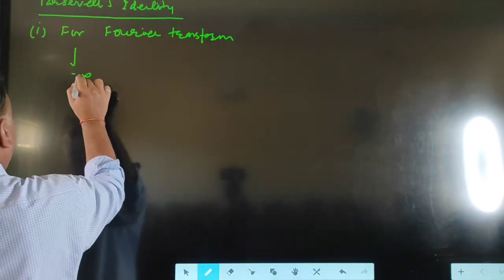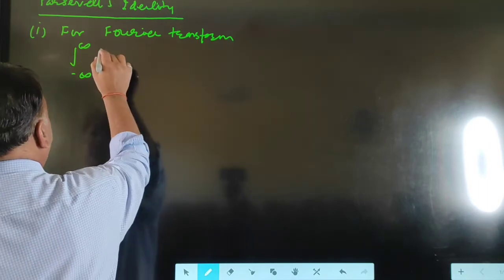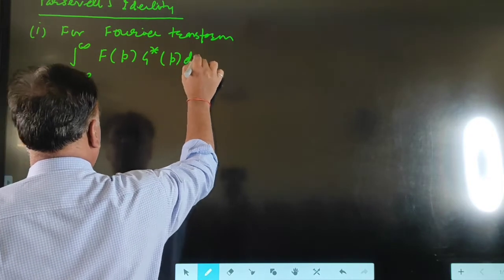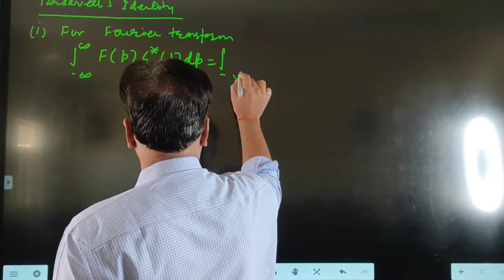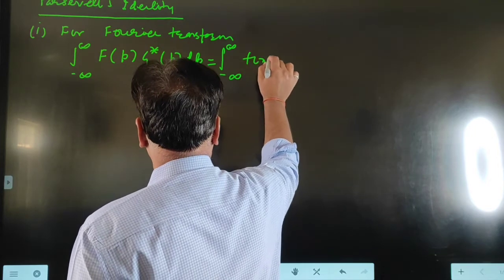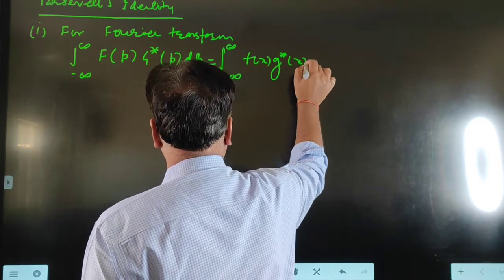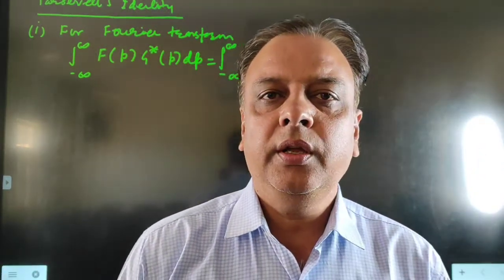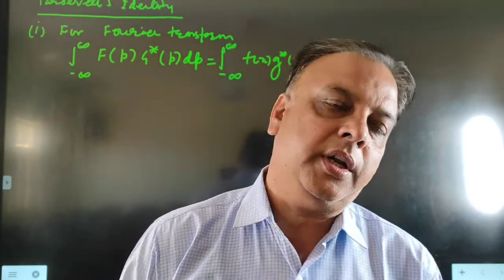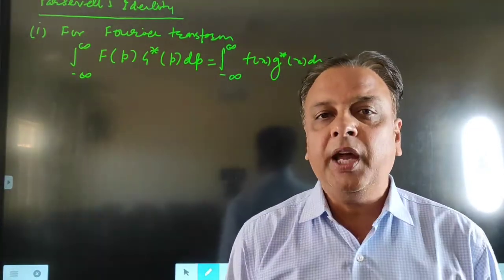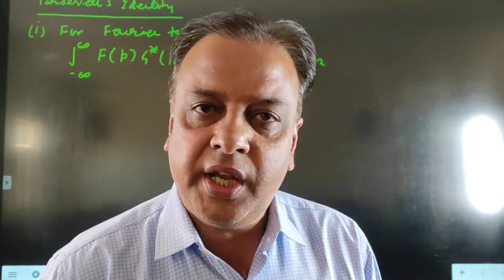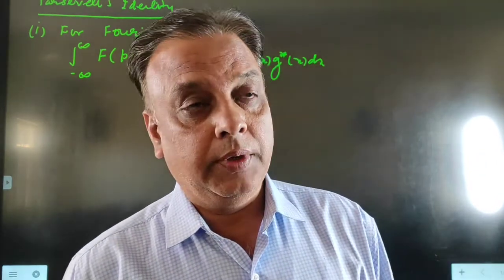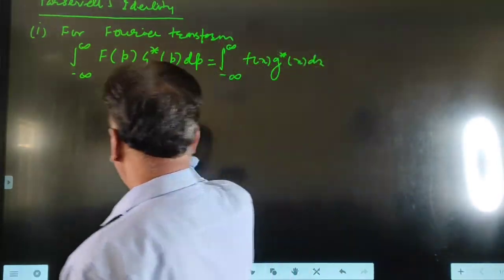Integral from minus infinity to infinity of F(p) G star(p) dp is equal to the integral from minus infinity to infinity of f(x) g star(x) dx. This is the Parseval's identity for the Fourier transformation or complex Fourier transformation. Here F(p) and G(p) are the Fourier transformations of the functions f(x) and g(x), and star signifies the complex conjugate of the given functions.